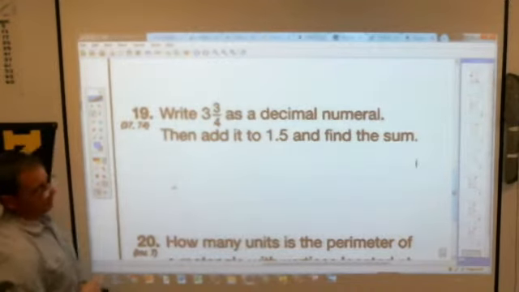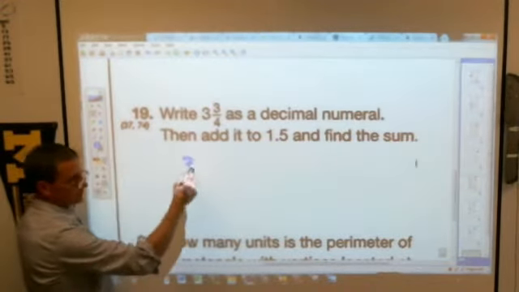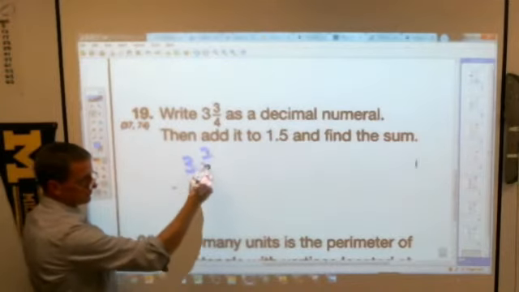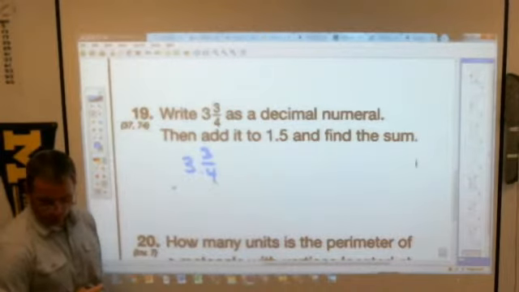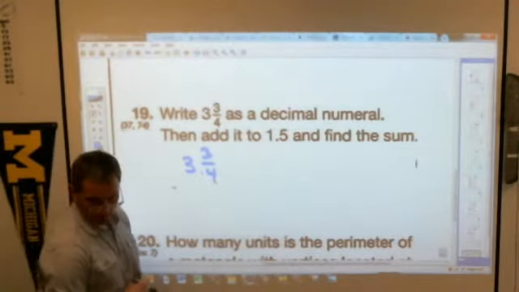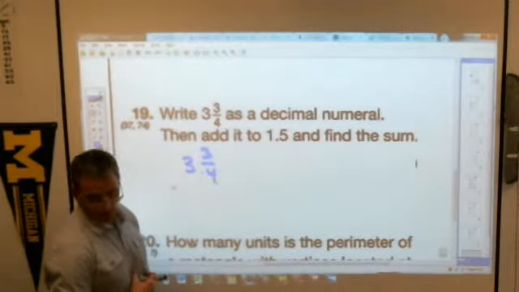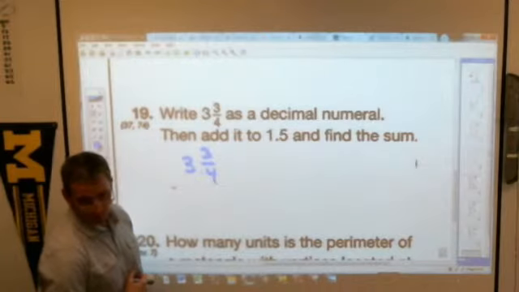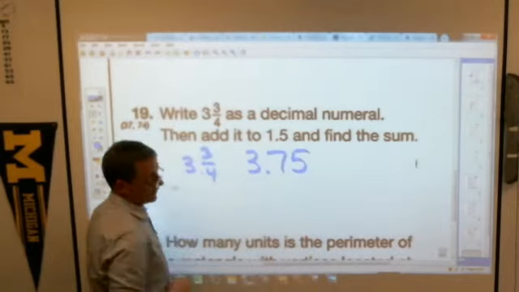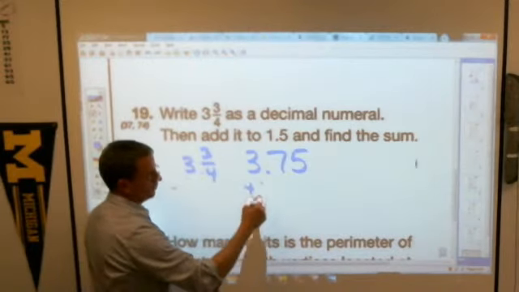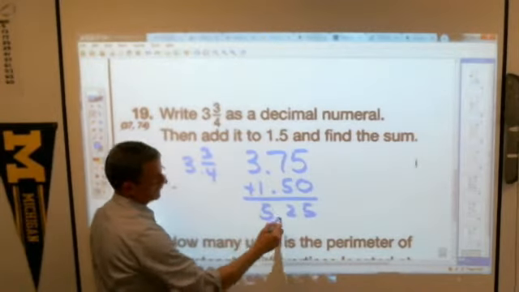So, you don't know how to change 3/4 to a decimal, or what's the deal? I just got one answer and I don't understand how. Well, let me ask you, what did you get for the decimal for 3 and 3/4? I got 3.6. How is 3/4 0.6, would be the question I would have. 3/4 of a dollar is how many cents, sir? 75. So there's your decimal. 3.75. Add it to 1.5 and find the sum.